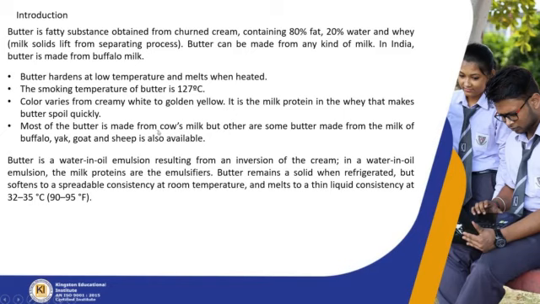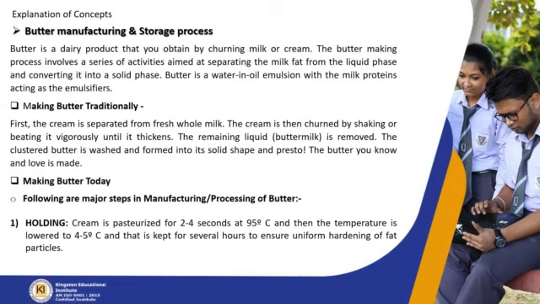Most butter is made from cow milk, but it is also made from buffalo, yak, goat and sheep milk. Butter's melting point, where it reaches liquid consistency, is 30 to 35 Celsius, or 90 to 95 Fahrenheit. Butter manufacturing: butter is the product you obtain from churning milk or cream.